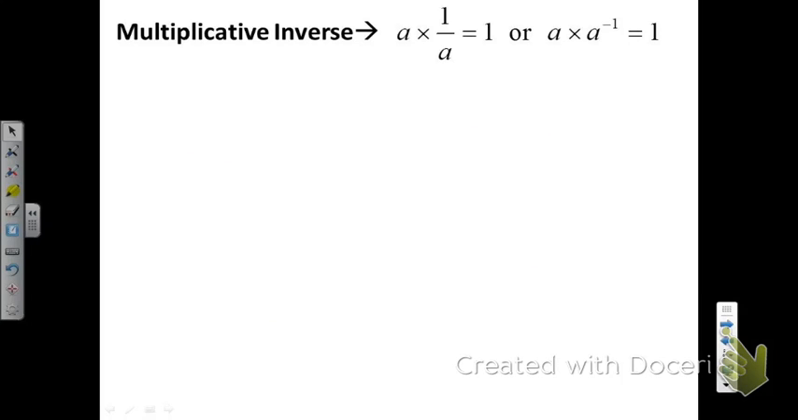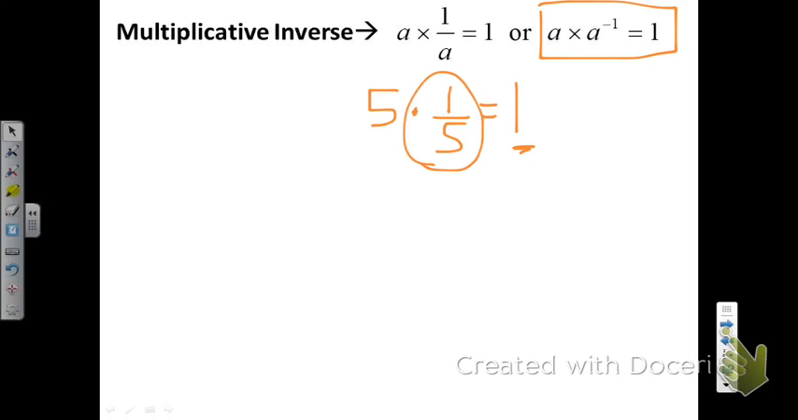Alright, we're also going to talk about what a multiplicative inverse is. If I have 5 and I want to multiply it by 1/5, I get 1. So we call this the inverse. We're multiplying together to get 1. This can also look like this. This says I can take 5 times 5 to the -1 and still get 1, or this represents the inverse of 5.